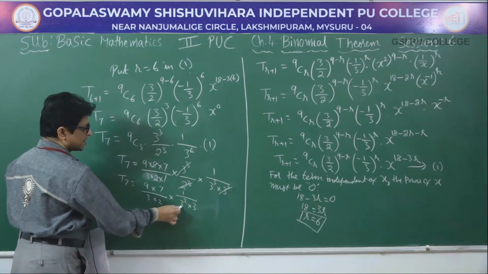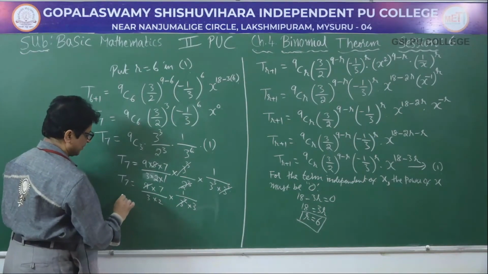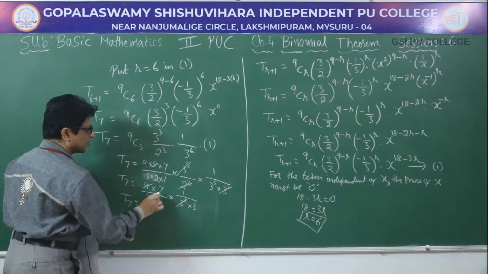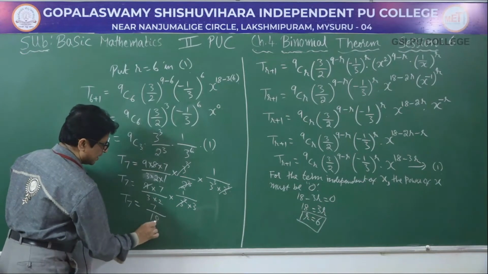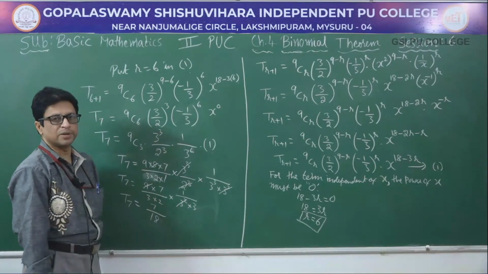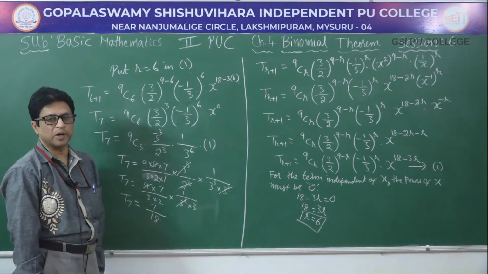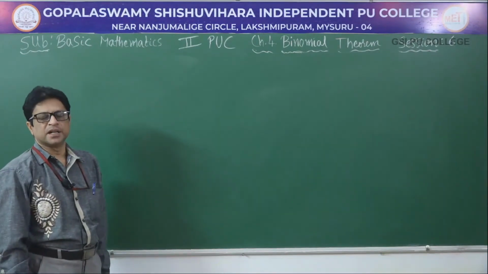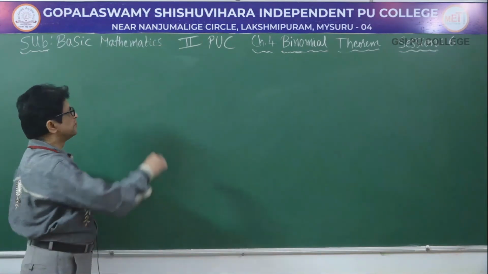So 3 square is 9, and 9 and 9 will get cancelled. So T7 is equal to 7 by 3 2 is 6, 6 3 is 18. So T7 is equal to 7 by 18. That completes this problem. The next concept is application problems on binomial theorem.